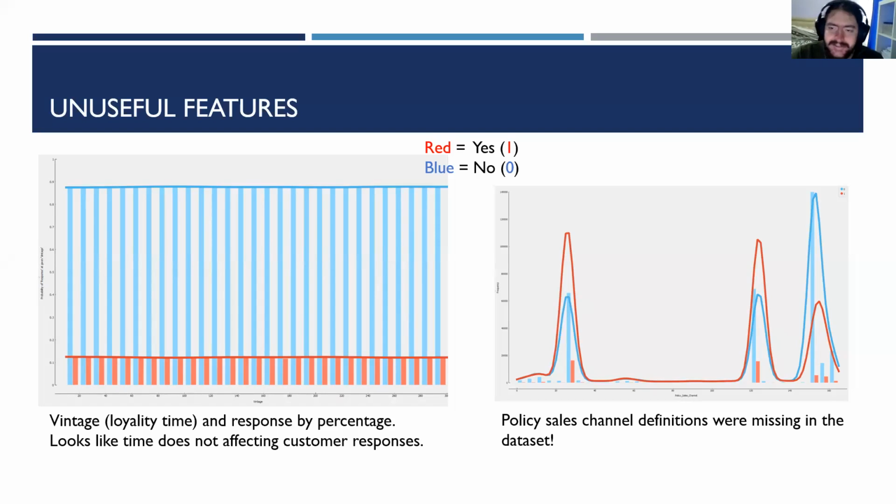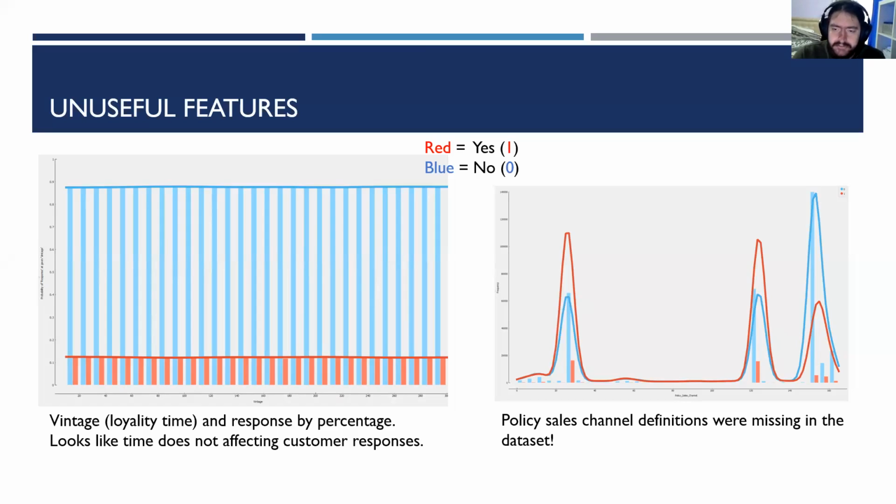Hello, it's me again, I'm Turhan. First, I will go over some unuseful features that we have. Here we can see 2 graphs which include statistics that do not seem useful for our project. The first graph shows the vintage, how long a customer has been affiliated with the insurance company, and the response rate by percentage. It looks like the vintage data does not have any major effect on the response rate, so we have decided to exclude it for now.